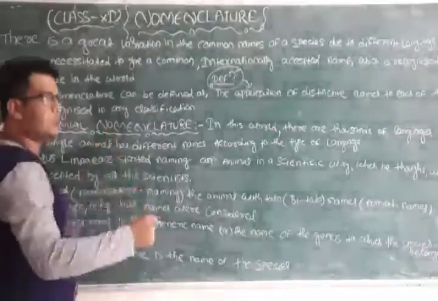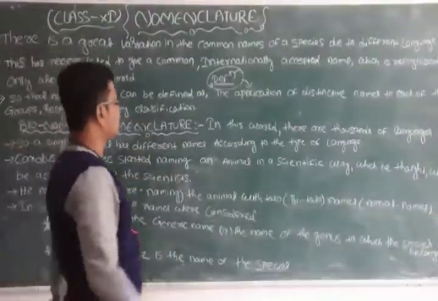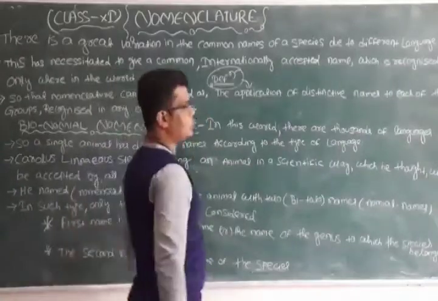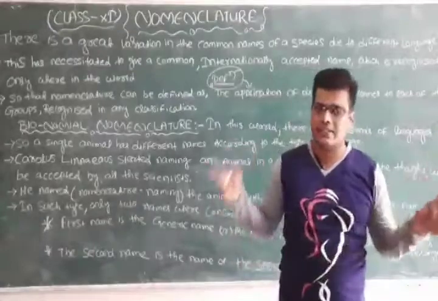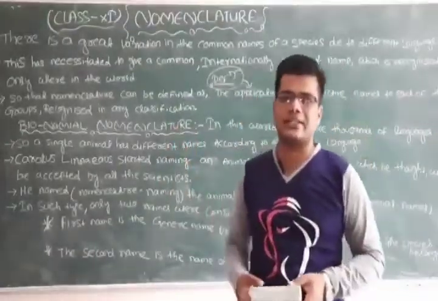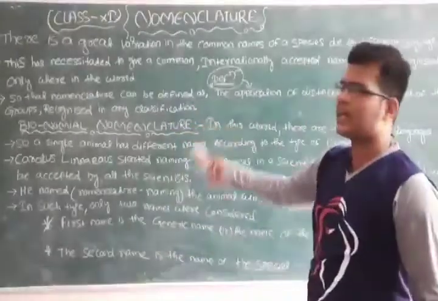Nomenclature is the application of distinctive names to each of the groups. For each and every group we can give a particular name recognized in the classification. The name that we give to a particular organism or a particular group of organisms will be helpful and recognized in any classification.